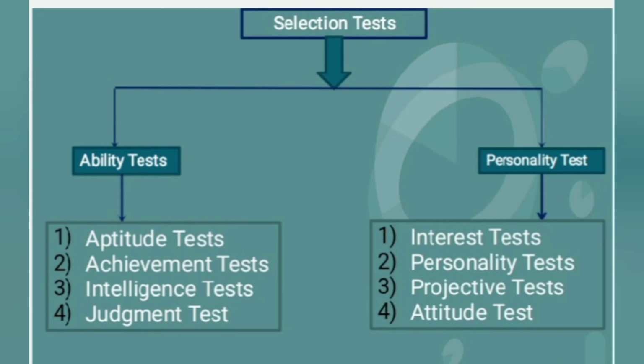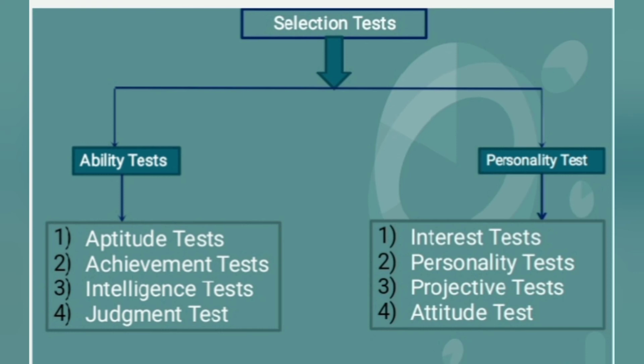There are two types of selection tests: ability tests and personality tests. Ability tests are further of four types: aptitude test, achievement test, intelligence test, and judgment test. Aptitude test includes numerical, logical reasoning, and verbal reasoning. Achievement tests are about what he has achieved, and if a test is conducted, in what way he is approaching that test, approaching the problem.